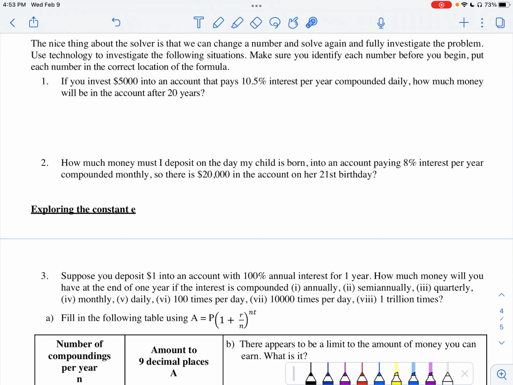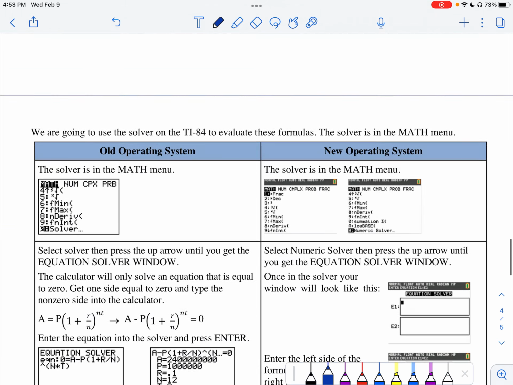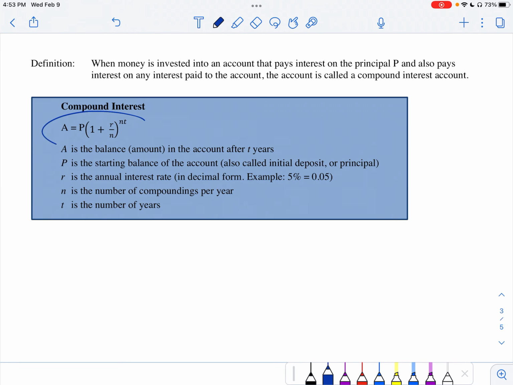Okay. So like I said, we're going to look at doing some of these by hand though, because that's the trickier part. So that's what I want to show you together as a group here. All right, so this first one says, if you invest $5,000 into an account that pays 10.5% interest per year, compounded daily, how much money will be in the account after 20 years? Okay, so we're using our compound interest formula.